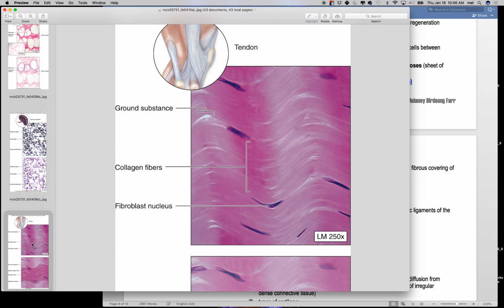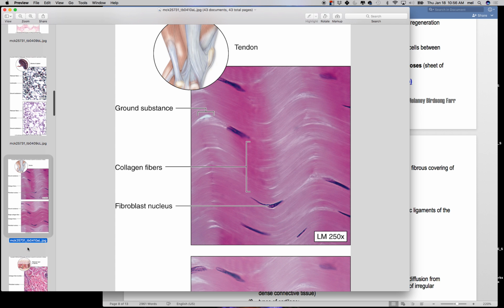However, that of course means that they're not going to have much give if you hit them from a direction that they didn't expect. So you can tear them, right? And they don't heal super well compared to other tissues, right? So that's your ligaments and tendons, dense regular connective tissue.